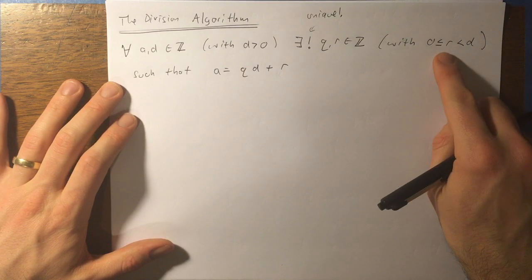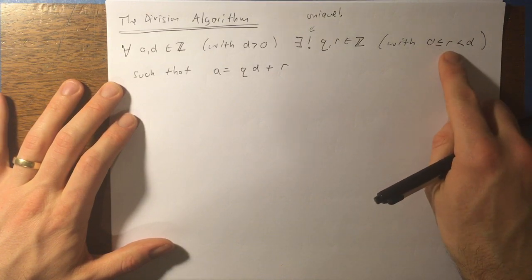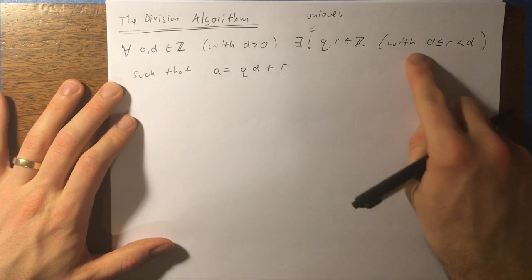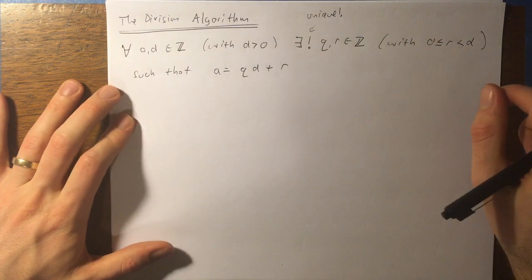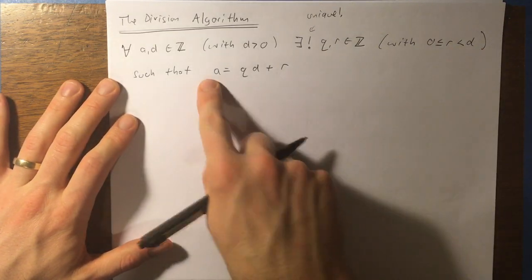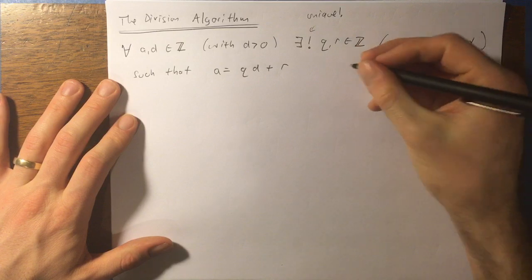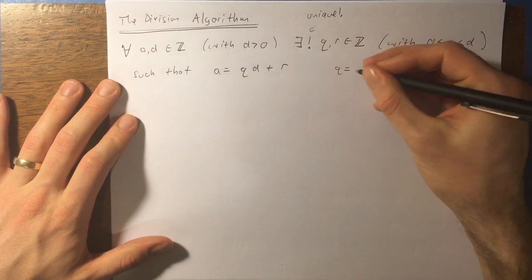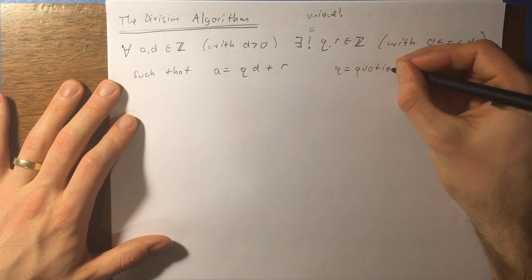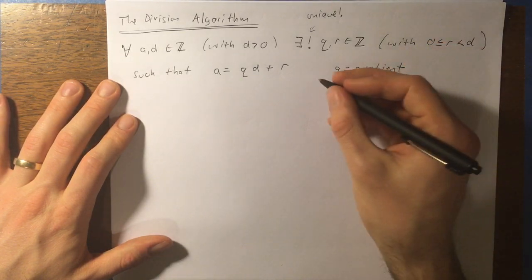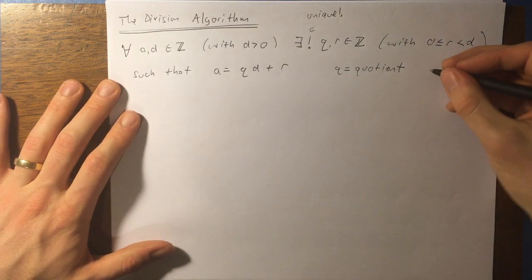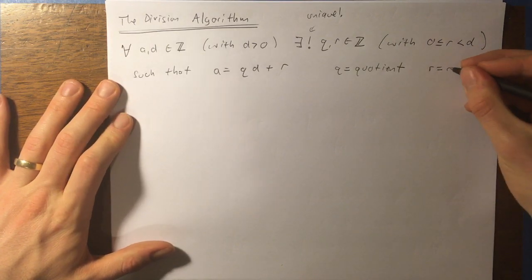Again, it has to be not negative. It could be 0, but it also has to be less than d. So it's between 0 and d, possibly equal to 0. So there's going to be a unique q and r such that a is qd plus r. Well, we need an example to actually understand what this means. Right now, that's just a bunch of letters on a page. But a little vocabulary here, the q that exists here is called the quotient of that division, and the r is the remainder.